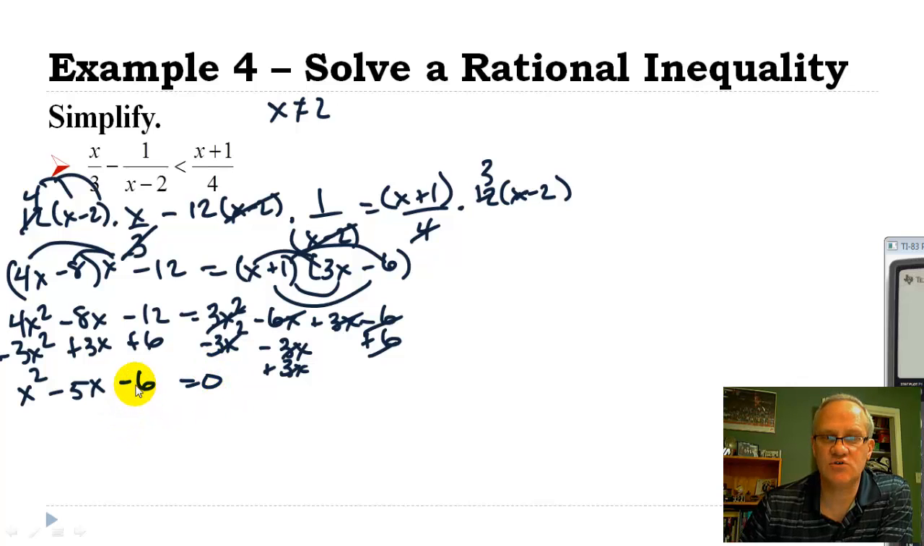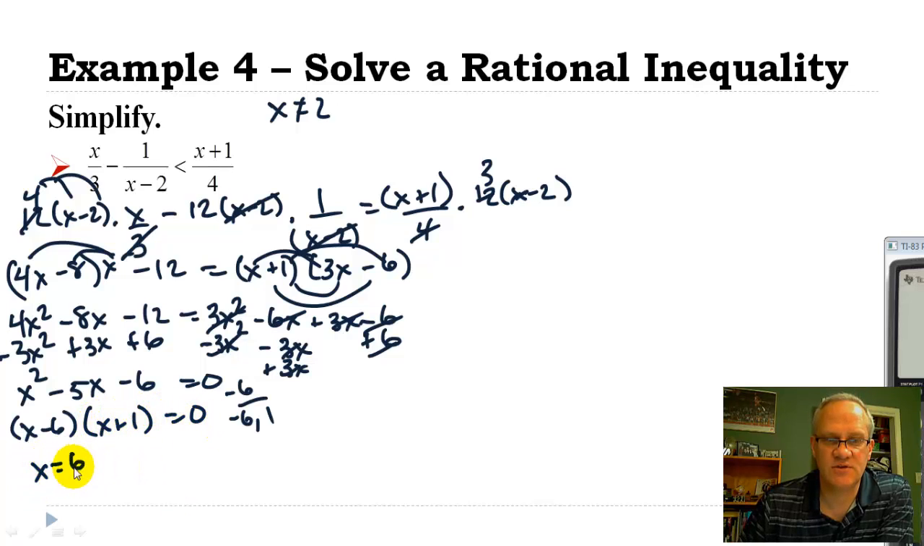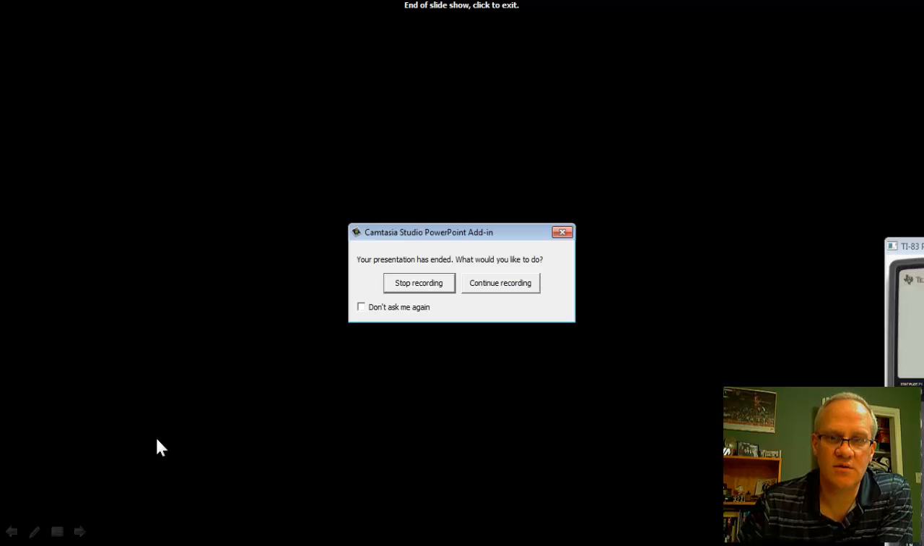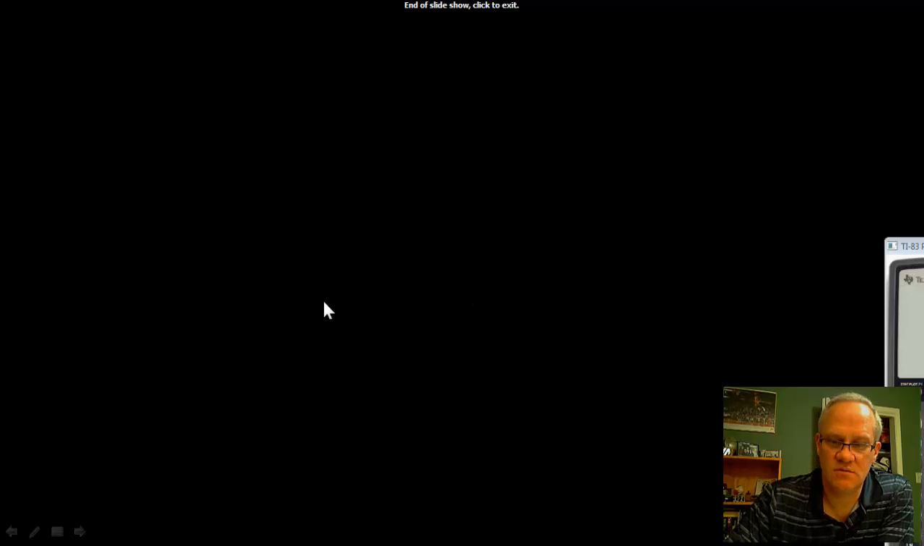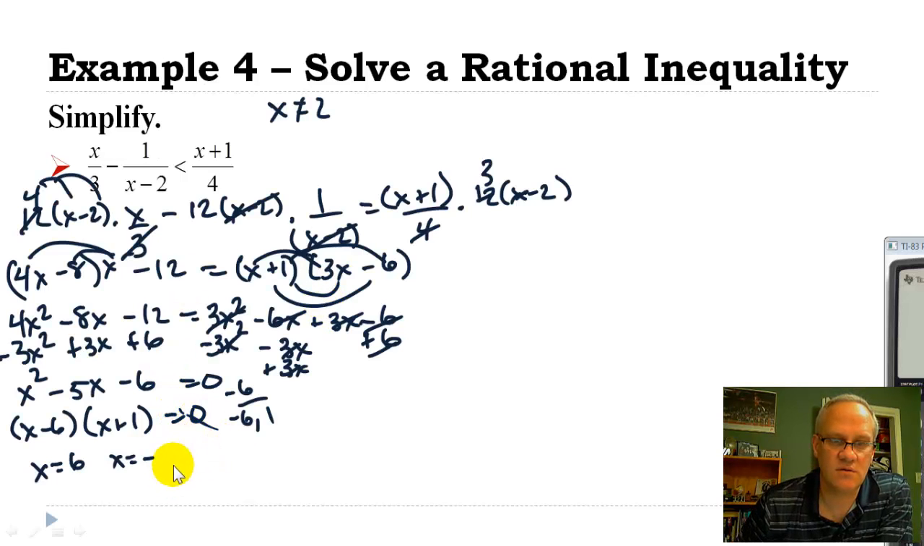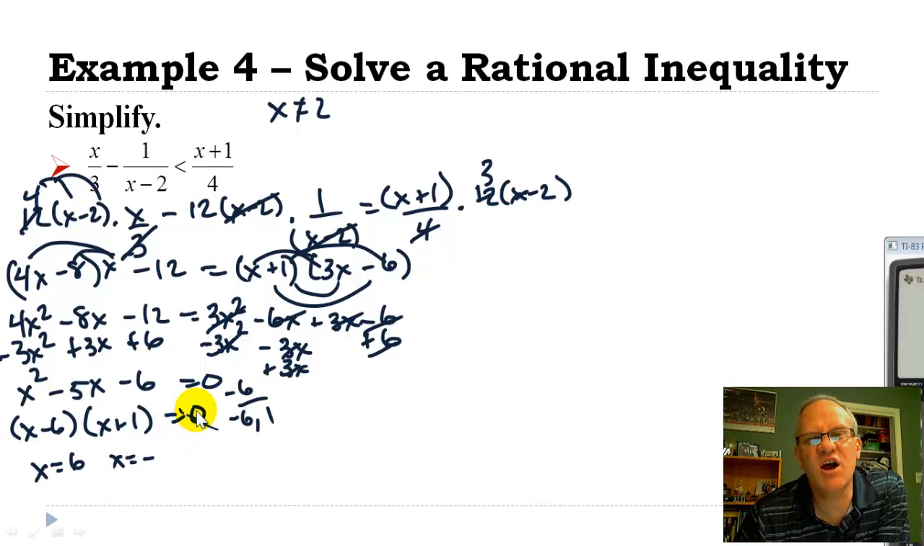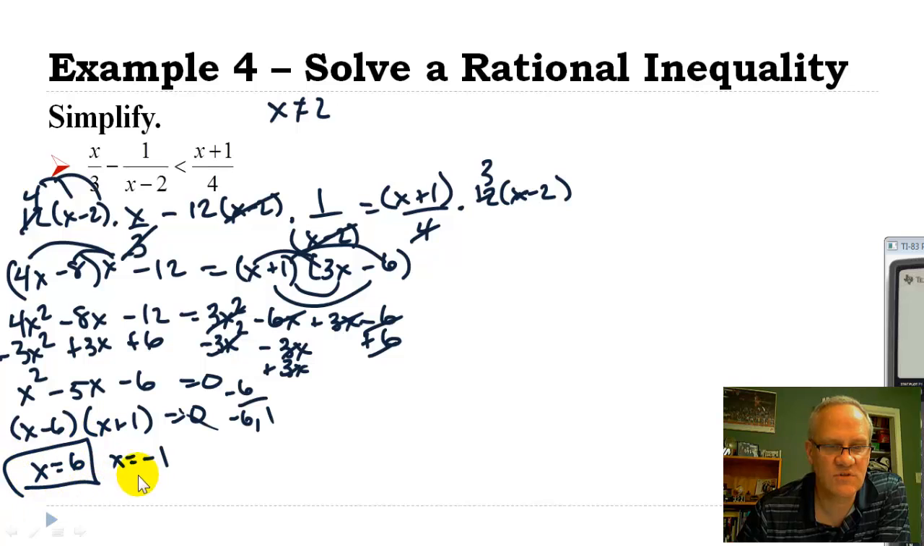And so now we factor, just like we have done before. What times what is negative 6 but adds up to be a negative 5? That's going to be a negative 6 and 1. So this ends up being x minus 6 and x plus 1 equals 0. So x would equal 6 and x would equal negative 1. So 6 and negative 1.